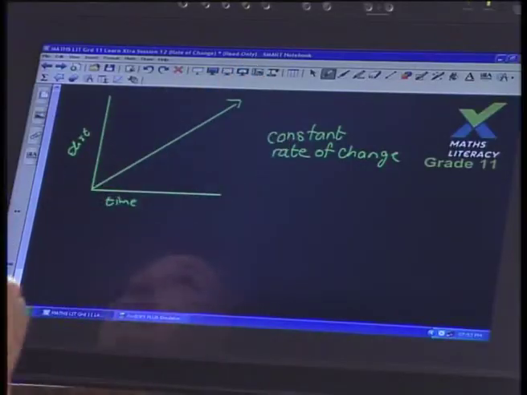If your car is going at 80 kilometers per hour and you're on a highway, your speed doesn't change. It means that for each unit of time, you're traveling the same distance, which means that your graph is constant and it'll go up in a straight line.